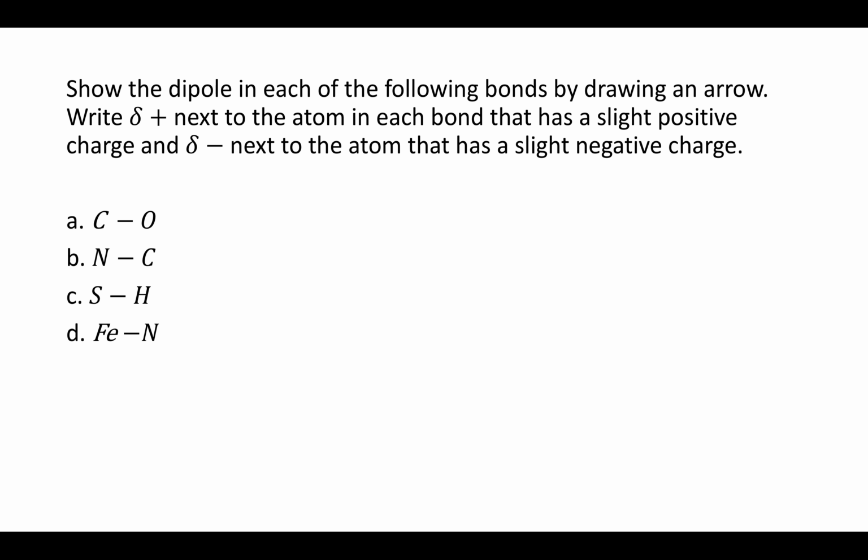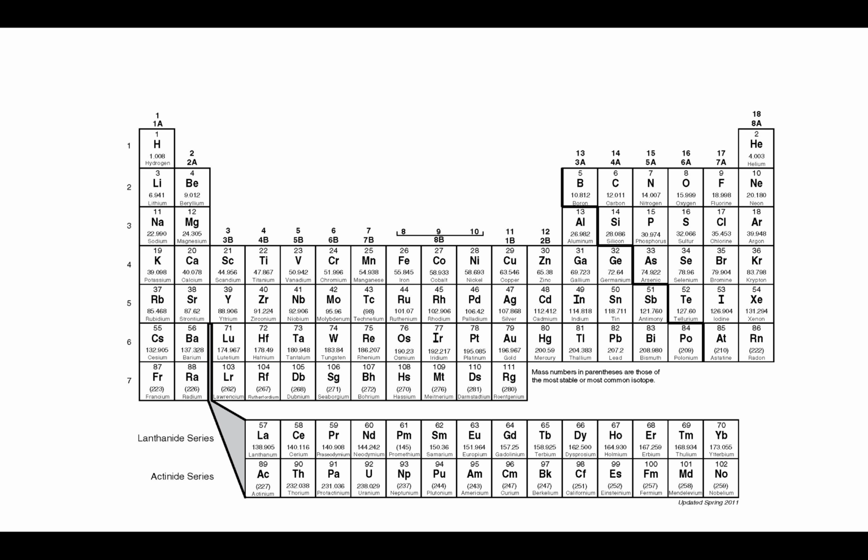So here, we're trying to show a separation of charge in a bond. And to understand how that happens, the first thing we need to do is understand something called electronegativity. Electronegativity is how much an atom attracts valence electrons. So how much do those protons in a nucleus attract the valence electrons in an atom?